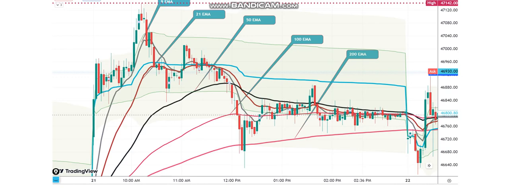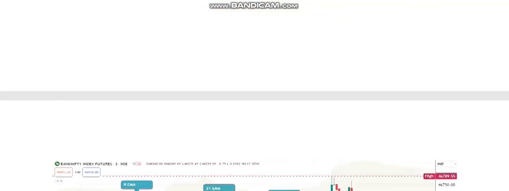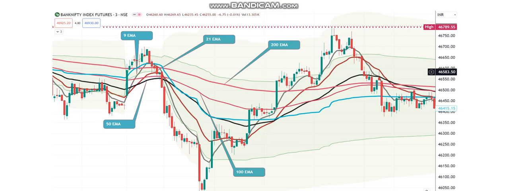So in the graph you can see I have marked all the moving averages. These are the moving averages I use for my intraday trading. So this is the 9 EMA, exponential moving average. This is the 21 EMA. This one is the 50 EMA. This is 100 EMA and this one is the 200 EMA. I will show you more charts with EMAs.